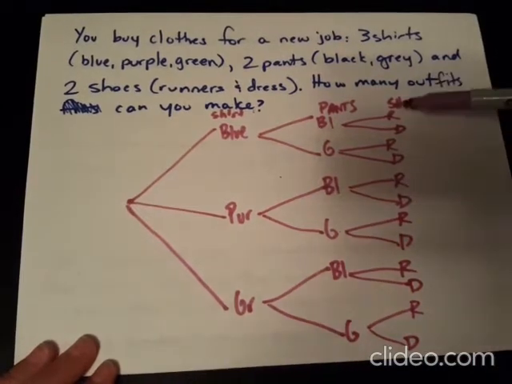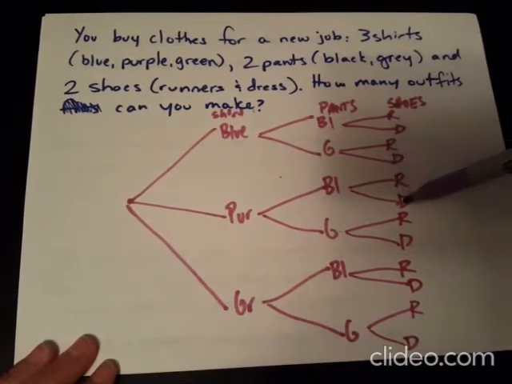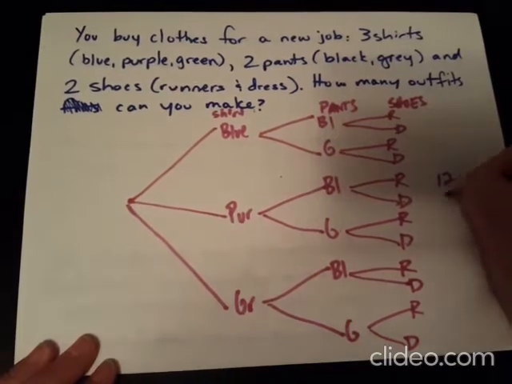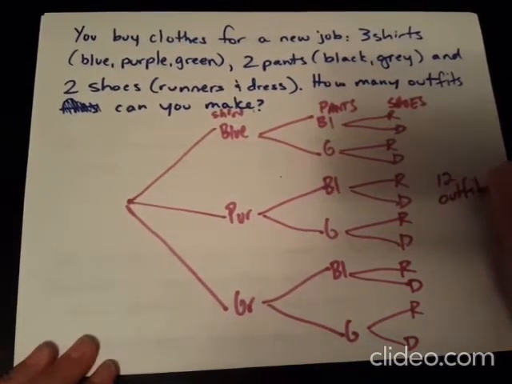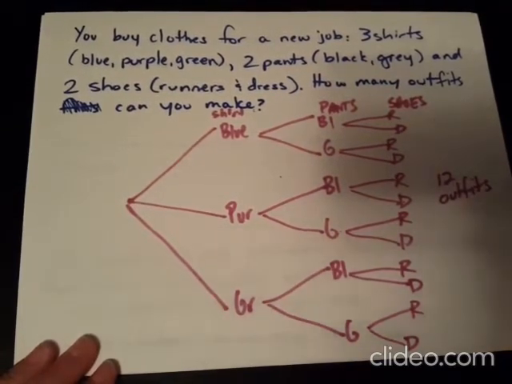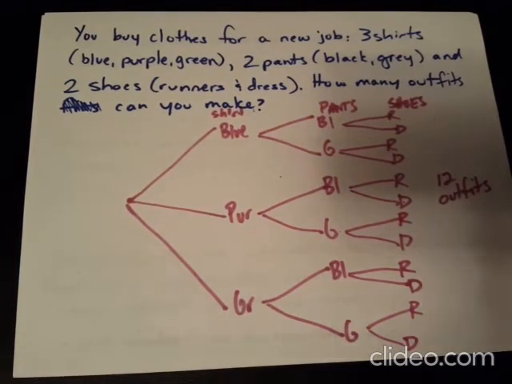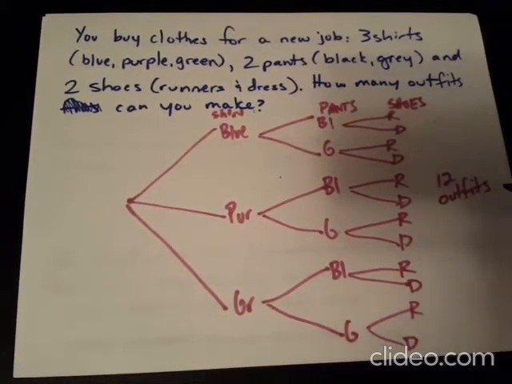So let's count them up. 1, 2, 3, 4, 5, 6, 7, 8, 9, 10, 11, 12. So there's 12 different outfits that are possible. Now, the fundamental counting principle is another way of doing this, because this is fine for only 12 possible outfits, but there could be a whole lot more.